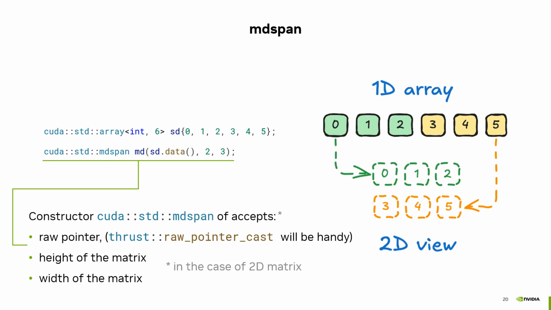For this case, we have to pass mdspan three things. First, we need a raw pointer to the data. Here we use the array.data member function, which returns a raw pointer. Remember though, if you have to construct mdspan on top of a Thrust container, you'll need to use raw_pointer_cast. Besides the raw pointer, we'll have to provide the number of rows and columns. That's all mdspan needs to treat our 1D array as a 2x3 matrix.